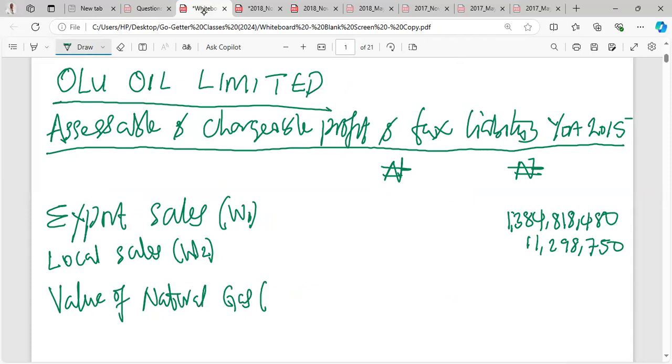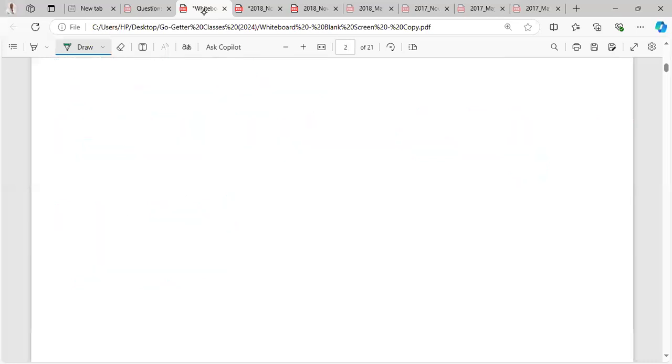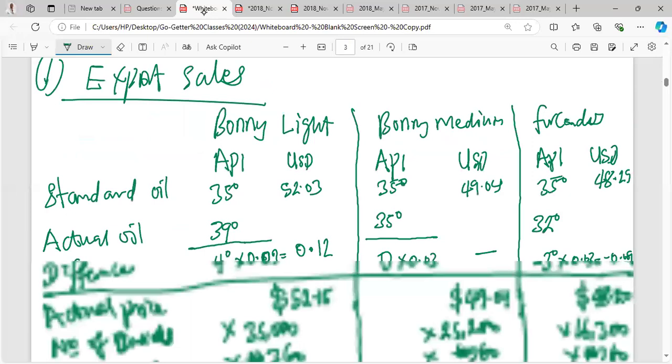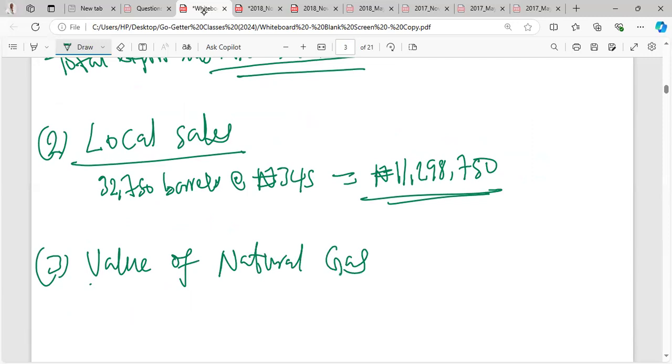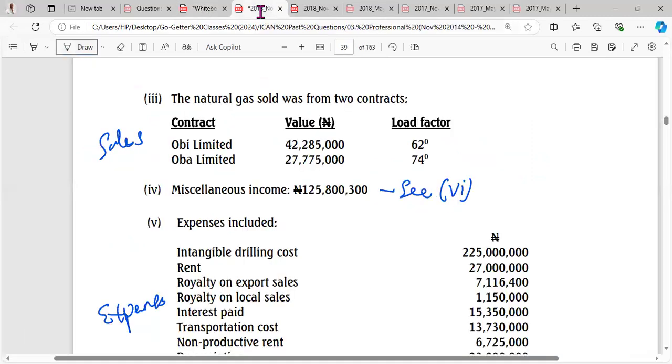So this is workings 3. So you now go down and do your workings 3. So it makes it easy for you. That's number 3 here. Value of natural gas. And we are given two gas contracts, Obi and Oba Limited.